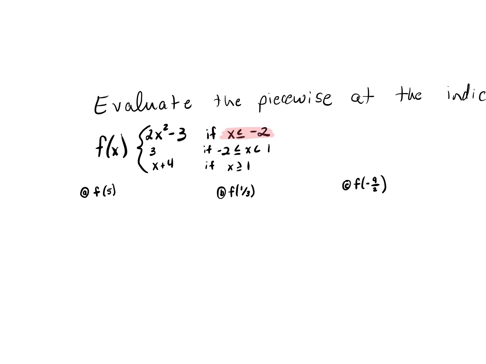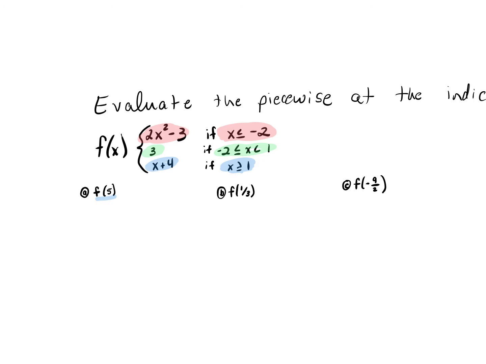Do you see how this says to use this top function when the value that you have is less than or equal to -2? Then they're telling you to use this function when the value that you have is in between -2 and 1. And then they're telling you to use this function when the value that you're given is greater than 1. Does that make sense? You guys see how each equation has a different parameter or a different guideline? You guys got that? Yeah? Okay.